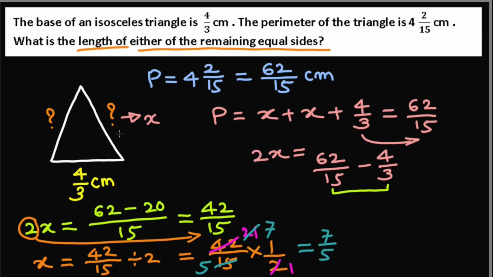So length of the remaining sides will be 7 by 5 centimeter, 7 by 5 centimeter each.